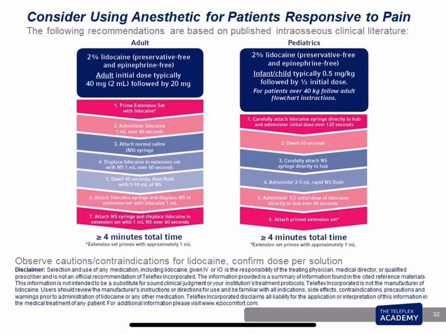It's important to remember that this is not the same lidocaine that we use for local infiltration when we're doing a procedure. It's the lidocaine that we used to call cardiac lidocaine, so it's 2% preservative-free, epinephrine-free lidocaine. In adults, the initial dose should be 40 milligrams, which is 2 mLs. What we'll typically do is prime the extension set with lidocaine, and that holds 1 ml, so half of the dose will be in the tubing. And you'll slowly infuse this over 1 minute.